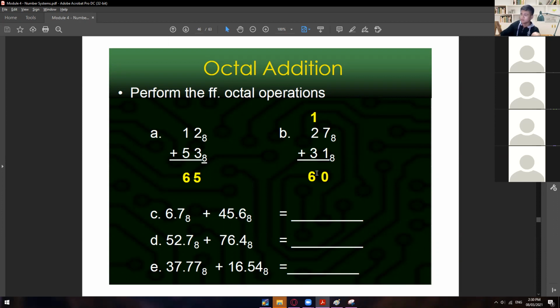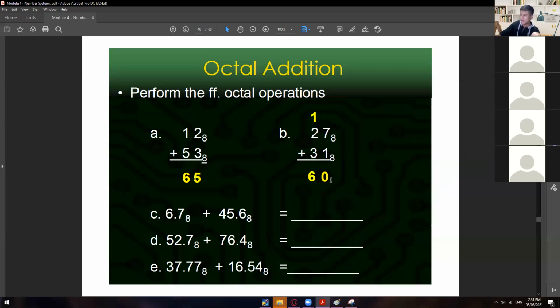All right. So were you guys able to understand this one? Letter B. Hello? You guys still there? Hello? Yoo-hoo! Okay. Kala ko natulog na kayo eh.